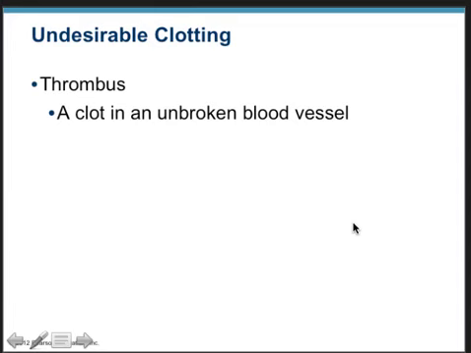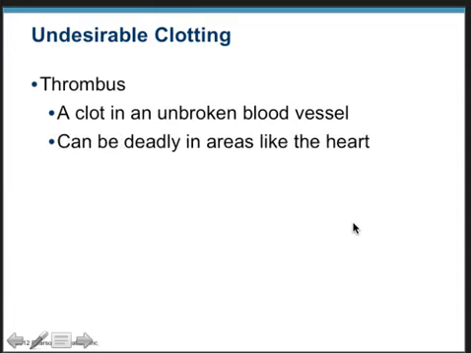Sometimes clots will happen in places that aren't necessarily sites of tissue damage. A thrombus is a clot in an unbroken blood vessel, and if it lodges in capillary beds in the brain, it can cause a stroke. If it lodges in capillary beds that supply the heart, it can cause a heart attack. One of the ways that a thrombus can form is when blood flow slows down. What that does is that causes a transient increase in the amount of clotting factors in the plasma at a particular location, and that can trigger spontaneous clotting throughout the body.